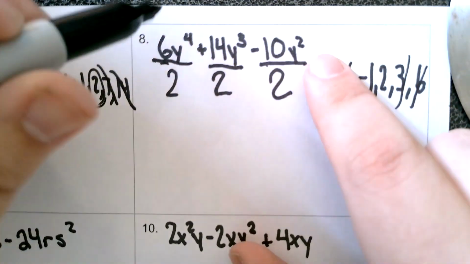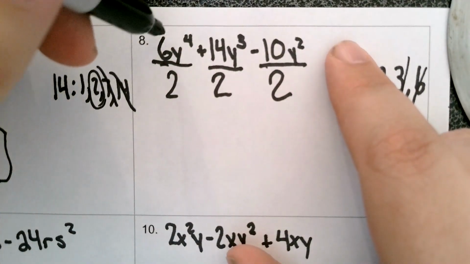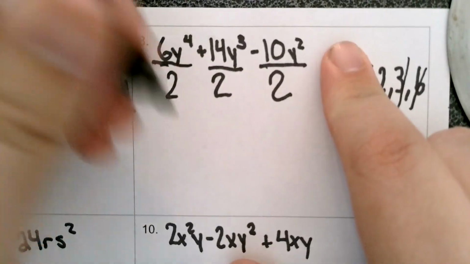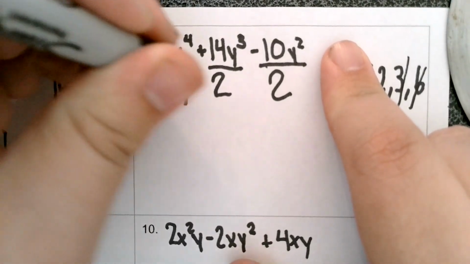We can take a y from everything. We have y^4, y^3, y^2. Which one of those is the smallest? y^2. So we're going to take y^2.